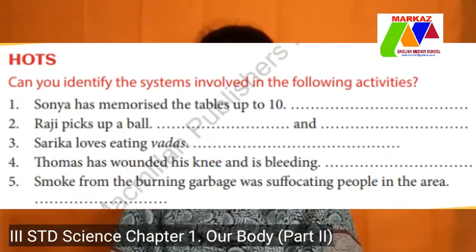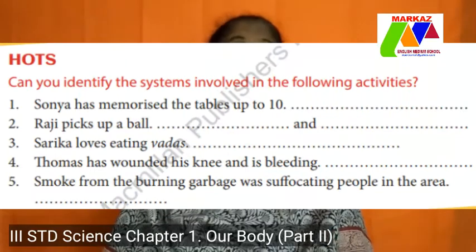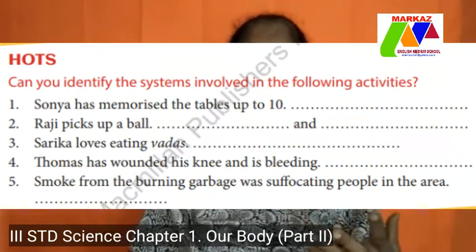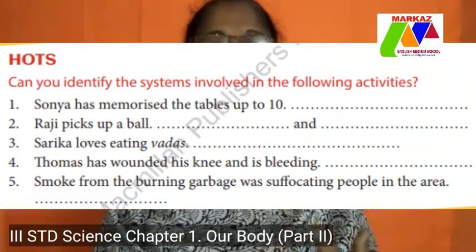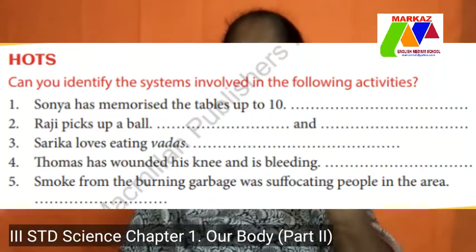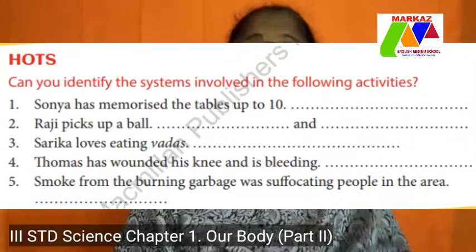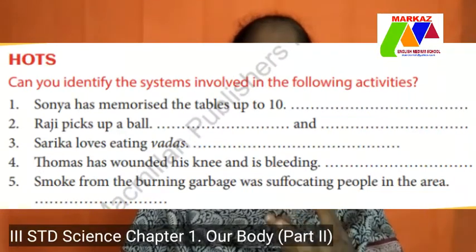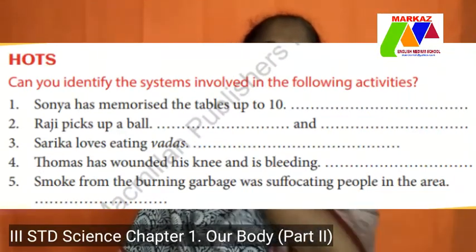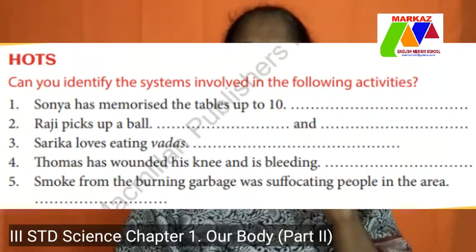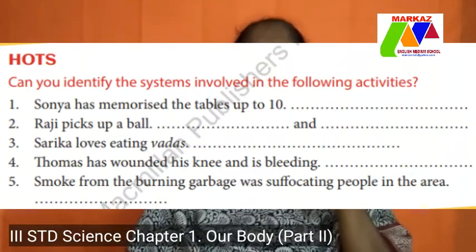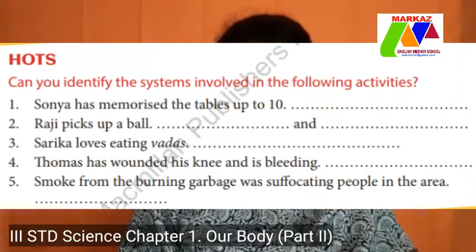Third one, Sarika loves eating vadas. Yes, one thing is the sense organ is involved. That is the sense organ of smell, the nose. She gets the smell of the vadas. And next one is the tongue. She is able to taste the vada, identify the taste of the vada through the tongue. So two organs here, the sense organs, two of them, the nose and the tongue.